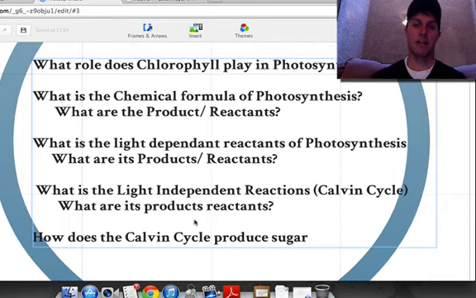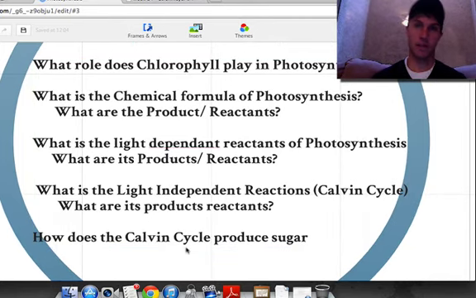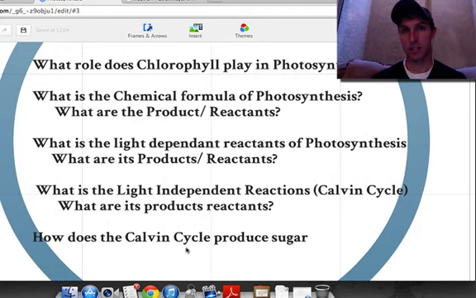How does the Calvin cycle produce sugar? We take Rubisco, add carbon dioxide to that to make a 6-carbon chain. It breaks into 2 3-carbon chains called PGA. We add energy to the PGA to make double bonds to make P-gal. 2 P-gals fall out to make sugar, a glucose. The other P-gals are recycled back to make the Rubisco.